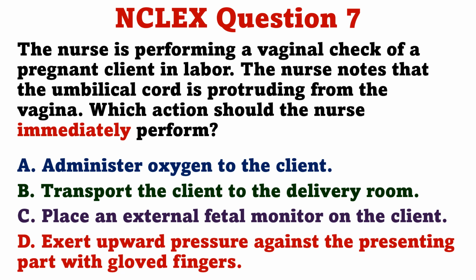Question 7. The nurse is performing a vaginal check of a pregnant client in labor. The nurse notes that the umbilical cord is protruding from the vagina. Which action should the nurse immediately perform? A. Administer oxygen to the client. B. Transport the client to the delivery room. C. Place an external fetal monitor on the client. D. Exert upward pressure against the presenting part with gloved fingers.